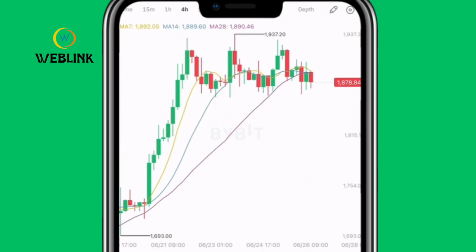Now, on the chart itself, where you have the candlesticks, this is where you can do your technical analysis. This is where you can add drawings. If you want to add support and resistance, if you want to add trend lines, if you want to add indicators, you can do it on this chart.